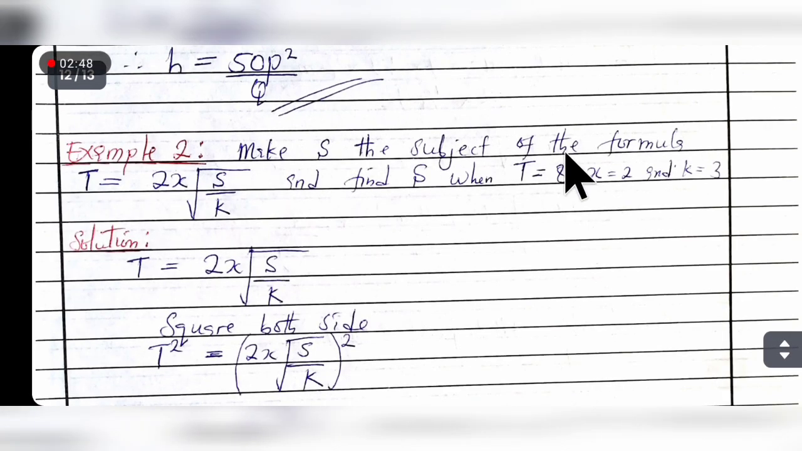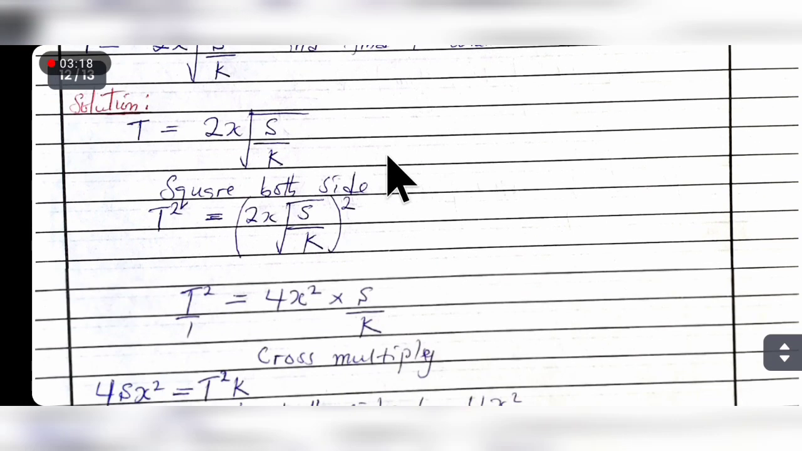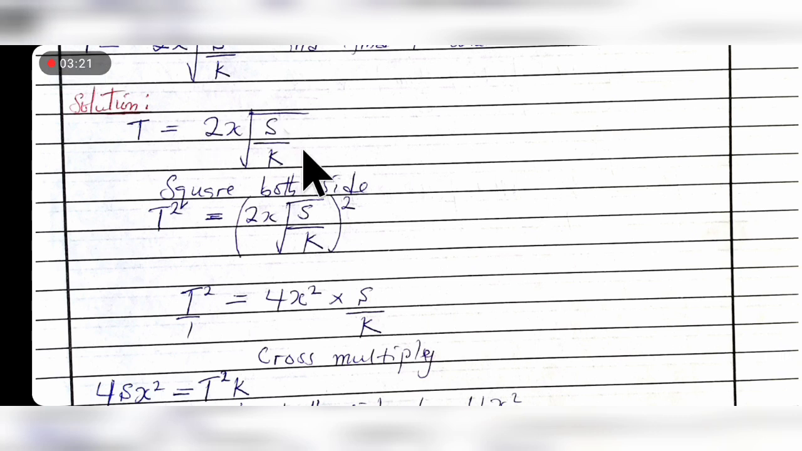Example 2: make x the subject of formula in t = 2s√(x/k). Find x when t is equal to 8, s is equal to 2 and k is equal to 3. So here, when you make s the subject of formula, then you find the exact value, substituting t for 8, s for 2, and k for 3. So now t is equal to this expression.